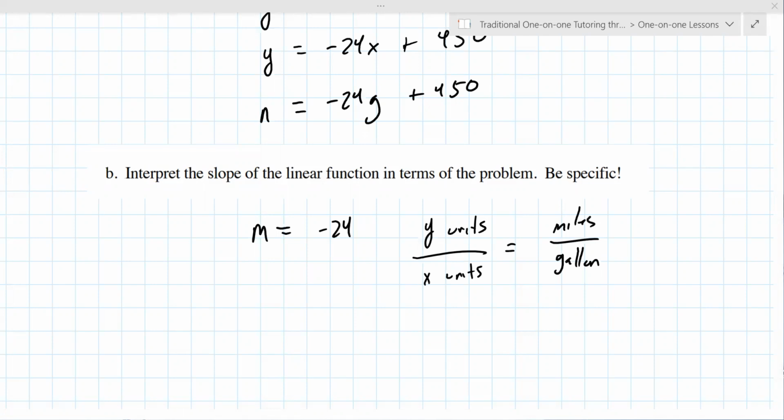Well, it's going down. So the number of miles you can drive with a full tank is 450. Every gallon you use reduces that by 24. It's an odd question. If you're not fully getting it, it's written a little wonky.